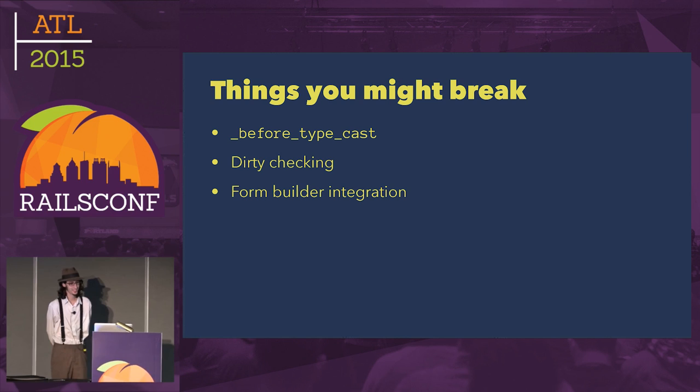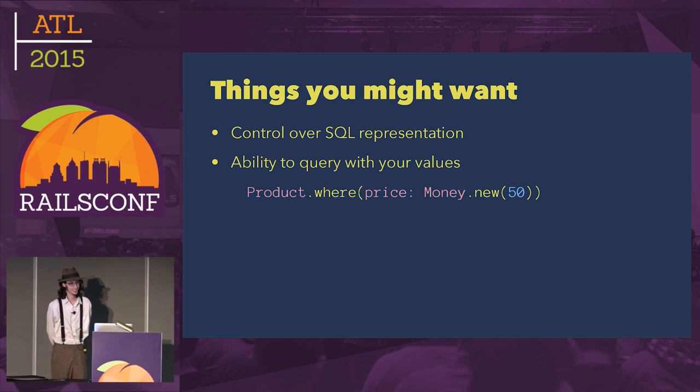Okay. Dirty checking also relies on before and after type cast values. Even if you don't break things, there might be other modifications of this behavior that are just flat out impossible today. So you might want control over the SQL representation of your money object. Maybe you add in currency and are storing it as a string instead of a float, and you need to parse that out and combine them back together when you're going to the database.